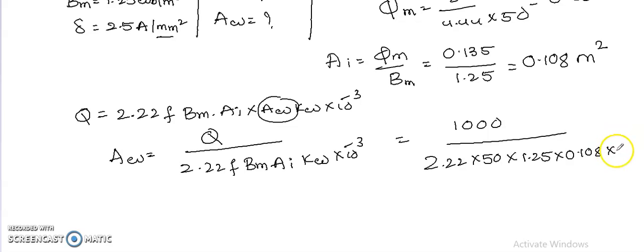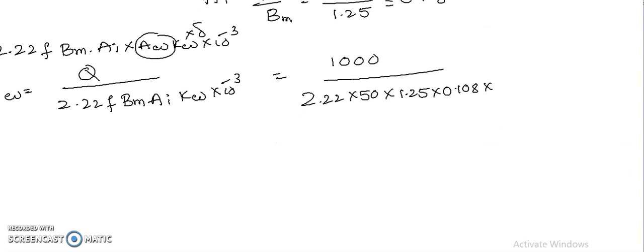0.32 is given. Sorry, delta is left out, right? Yes. Delta here. How much delta we have to write? Delta is 2.5 ampere per mm square it is. So we have to write like this. Delta how much given? 2.5 ampere per mm square we have given. So you have to convert that to meter square.